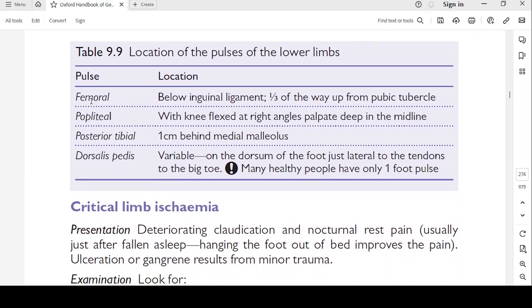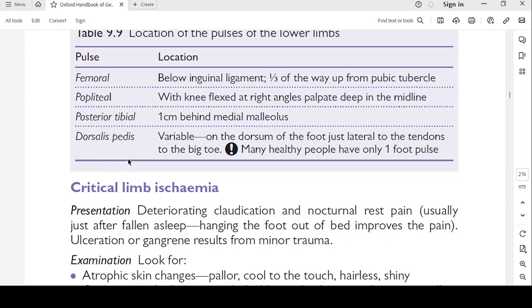Location of pulses of the lower limbs. Femoral pulse: where do you check it? Below the inguinal ligament, one third of the way up from the pubic tubercle. Popliteal: with the knee flexed at right angles, palpate deep in the midline. Posterior tibial pulse: 1 centimeter behind the medial malleolus. Dorsalis pedis is variable, on the dorsum of the foot, just lateral to the tendon of the big toe. Many healthy people have only 1 foot pulse.